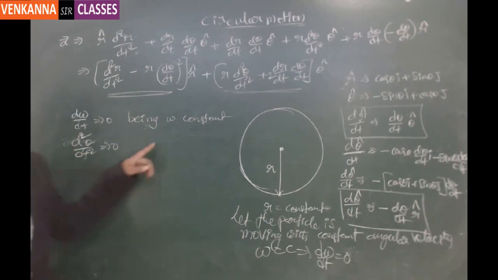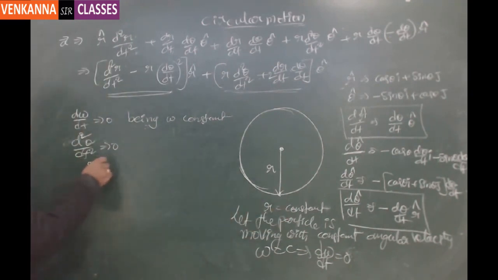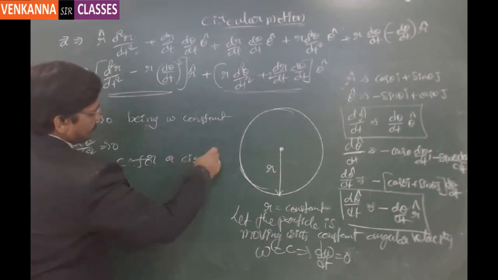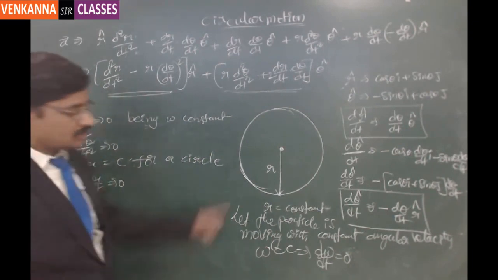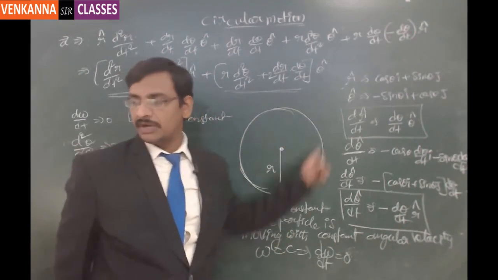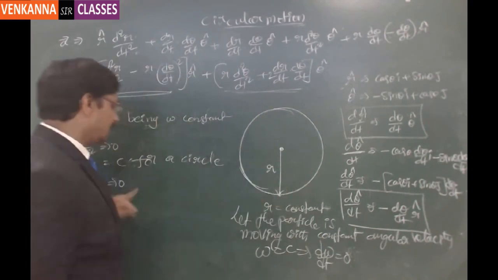Omega being constant, the acceleration will automatically be 0, and the same thing, d square theta by dt square, comes out to be 0. And r equal to constant for a circle, hence there won't be any radial movement. So dr by dt equal to 0, because the particle is not moving further out or below the circle. It is moving on the circle itself, hence no change in the radius. So dr by dt is again 0.